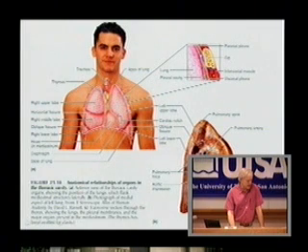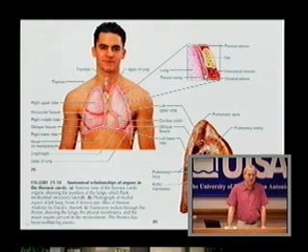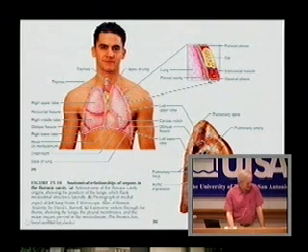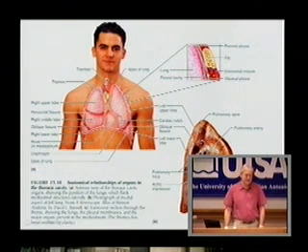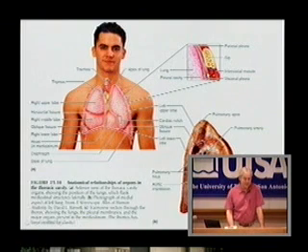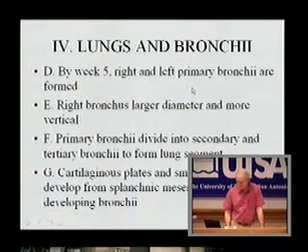So this layer lining the surface of the lungs is called the visceral pleura, and it differentiates from the splanchnic mesenchyme. And this layer out here, the parietal pleura, differentiates from the somatic mesenchyme, as does the endothoracic fascia.